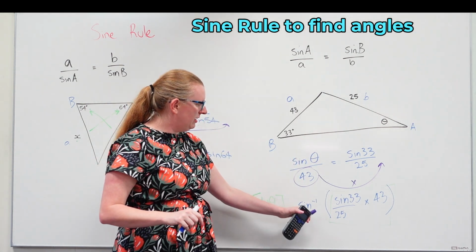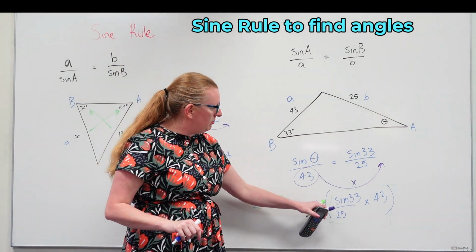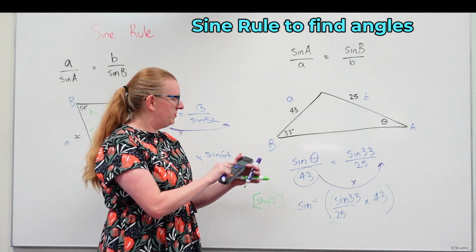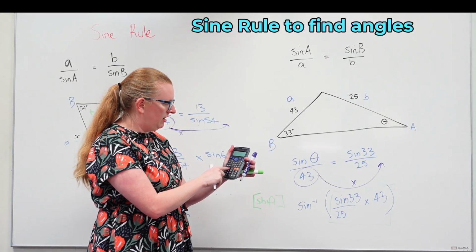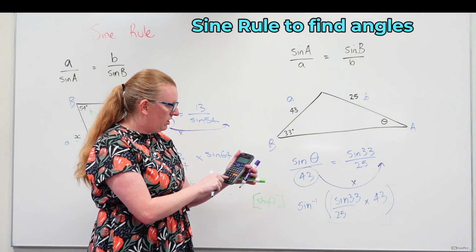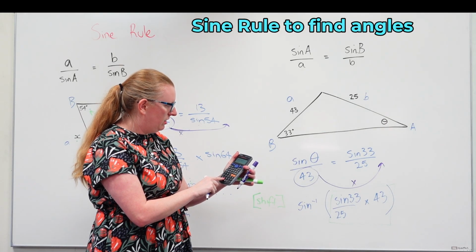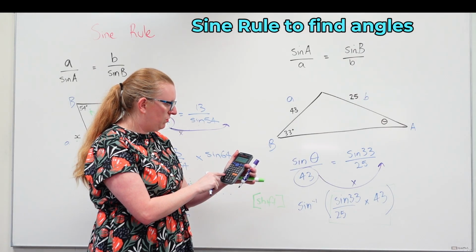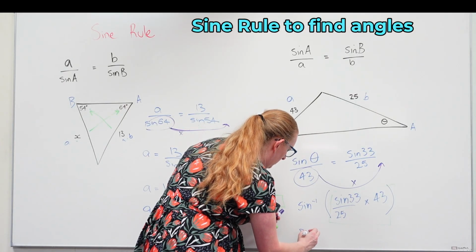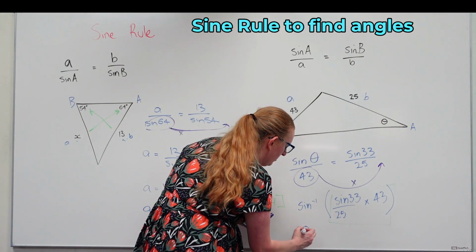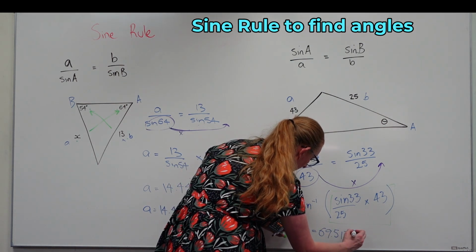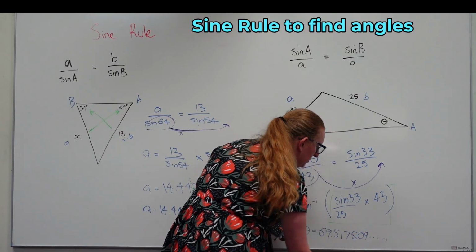So shift, sine, it'll come up with a little -1. Then we type in all of this into some brackets, and it will tell us the size of our angle. So shift, sine, bracket, sine 33 over 25 times 43, close our bracket, and we get our angle is 69.517504, and so on.